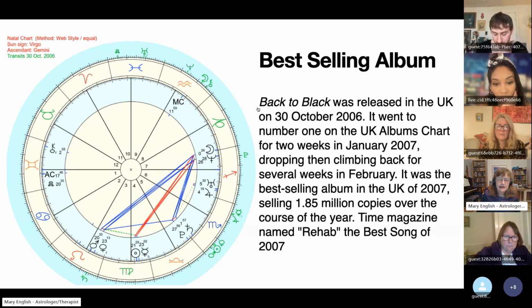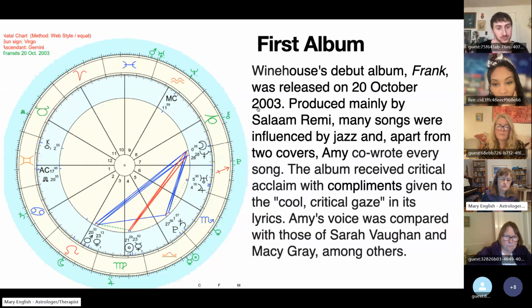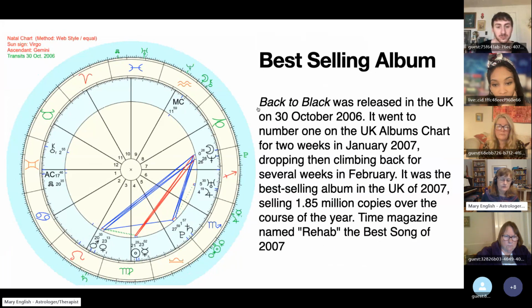So when that album was released, the sun is now illuminating her natal Saturn. If I go back to the previous one, the sun was illuminating her natal Pluto. Now the sun is illuminating her natal Saturn. And these are all things to keep in mind when you're making interpretations for people about whether or not a particular transit is going to be challenging or not.